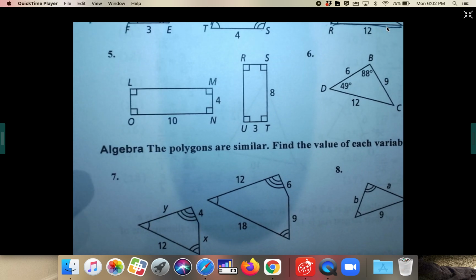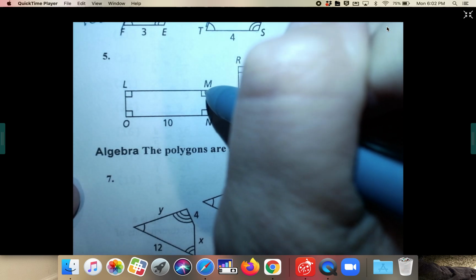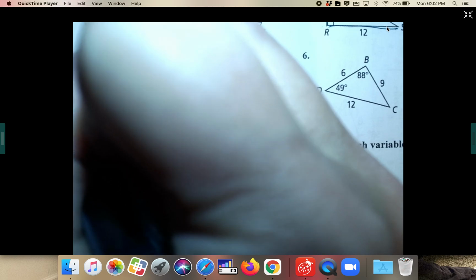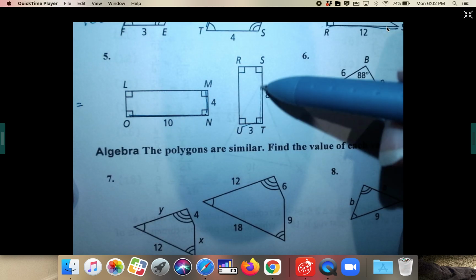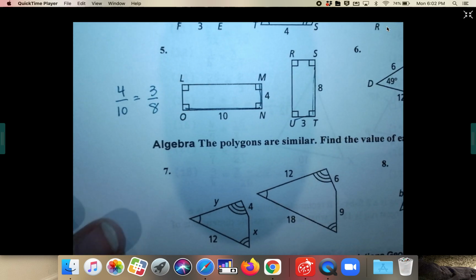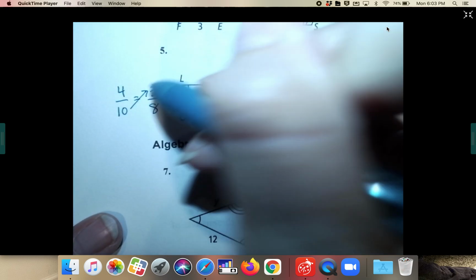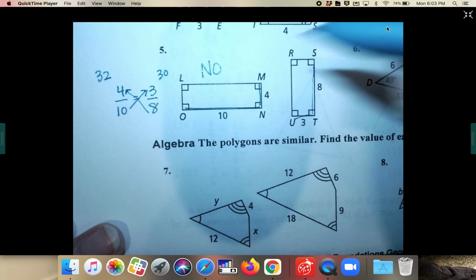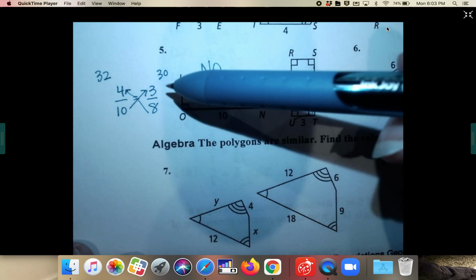Okay, try number 5. I'm going to do the little side to the long side, the short to long, so 4 to 10, and the other one, short to long, is 3 to 8. Let's do our shortcut. 10 times 3 is 30. 8 times 4 is 32. So this is going to be a no because they do not simplify to the same scale factor.